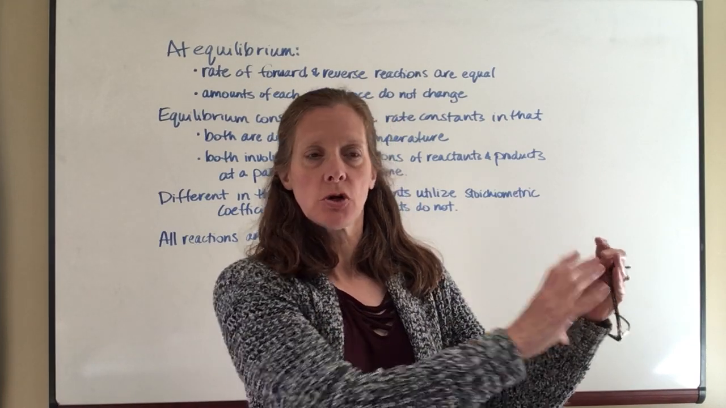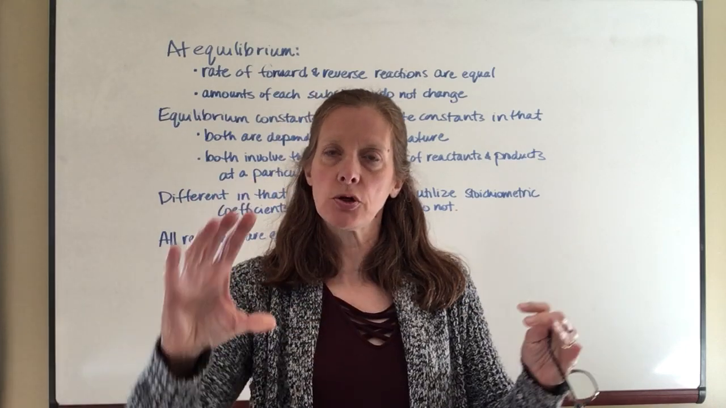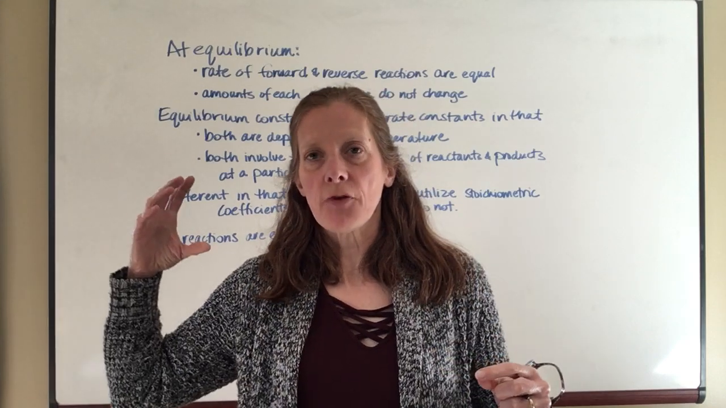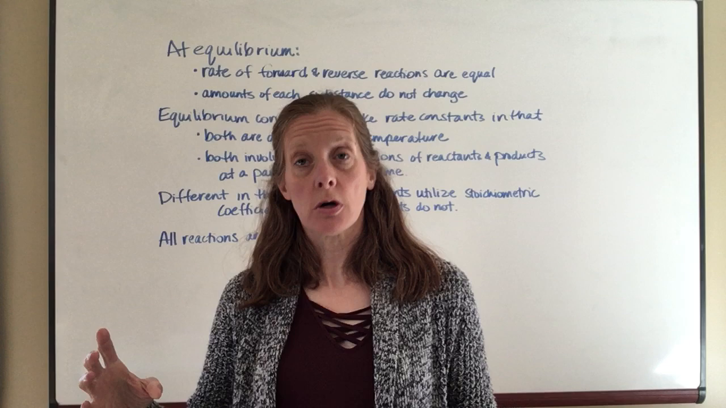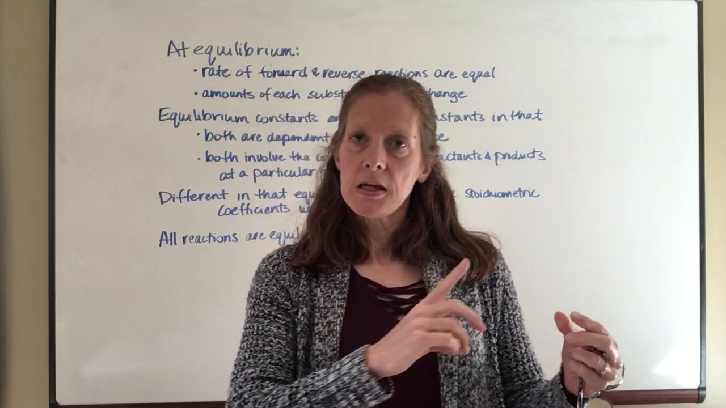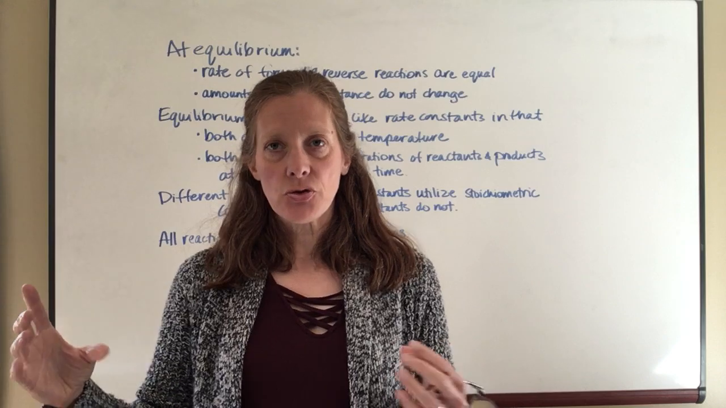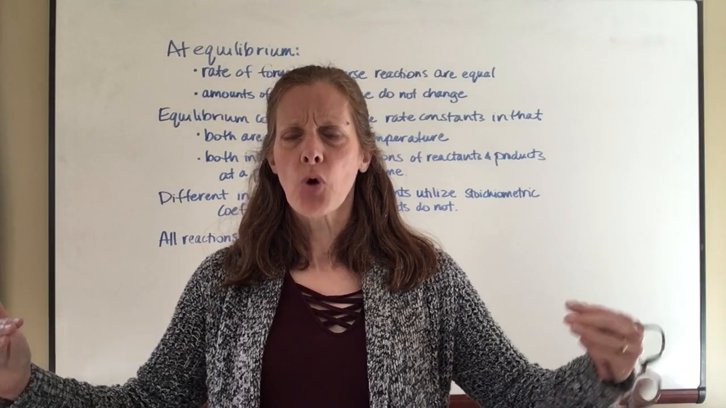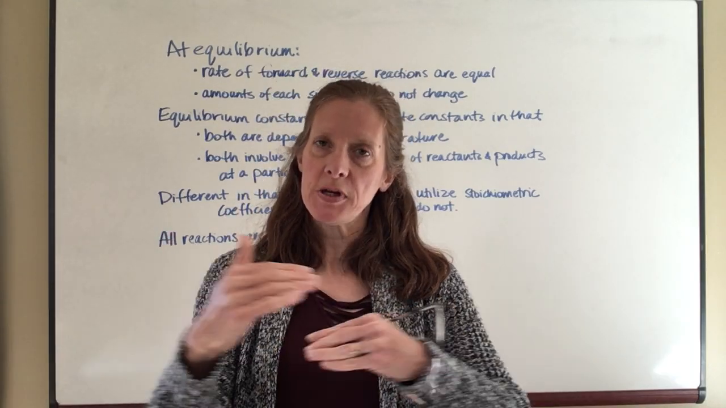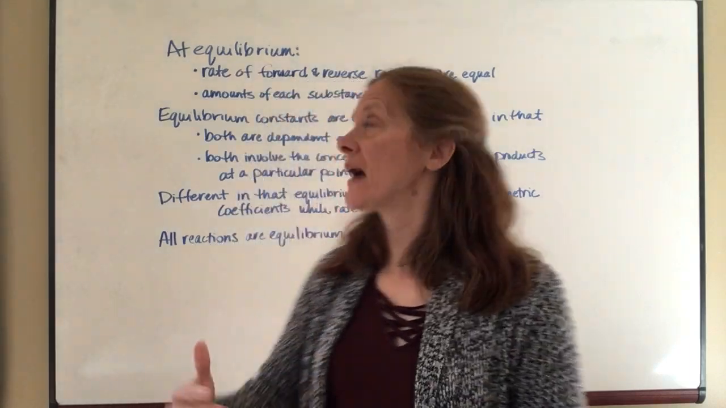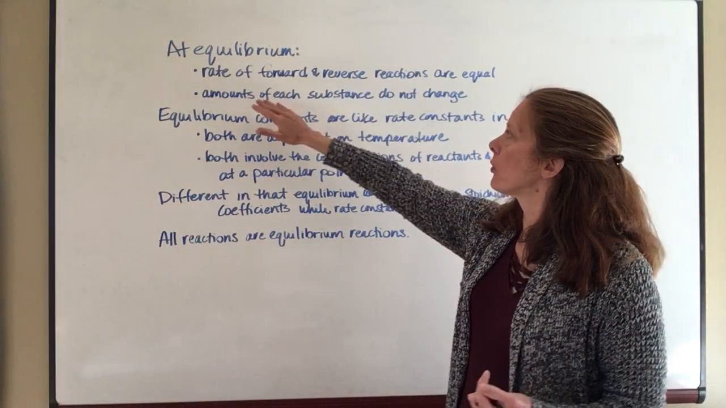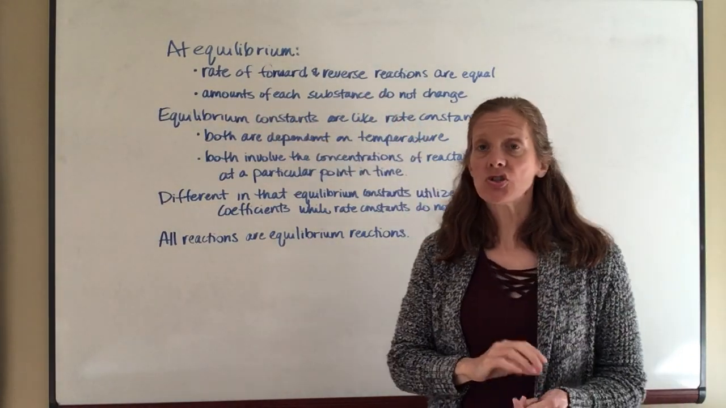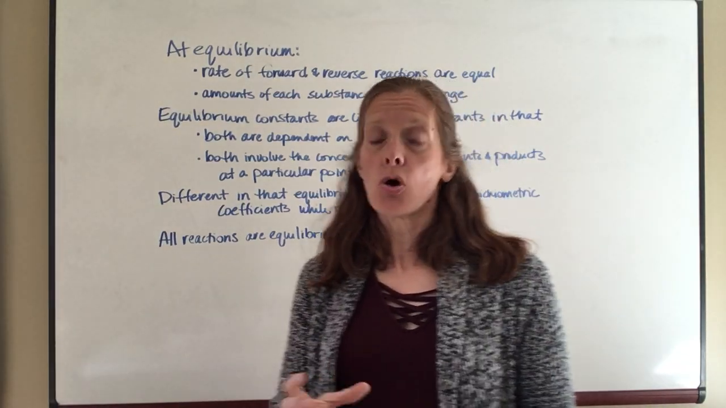So at equilibrium, when you start the reaction, your forward reaction goes at a quicker rate and the reverse reaction is not happening at all. Eventually you have enough products that the reverse reaction will start to occur. So at the beginning, the forward reaction is faster than the reverse reaction, and eventually you will get to a point where the forward reaction and the reverse reaction are happening at exactly the same rate, and that is called equilibrium. So your forward and reverse reactions are equal, and what that means is that the amounts of each substance, product and reactant, no longer change.